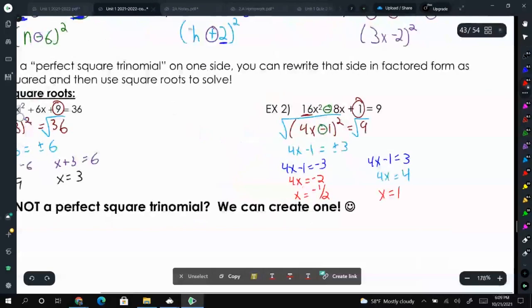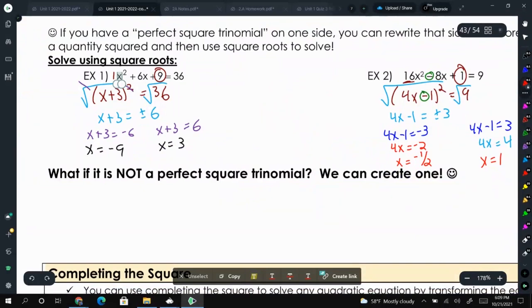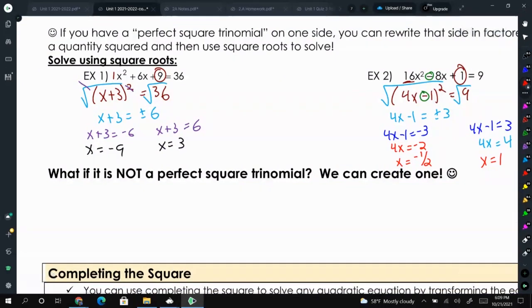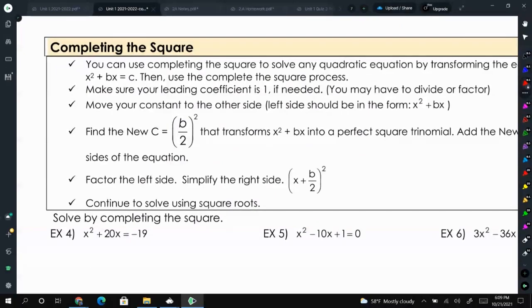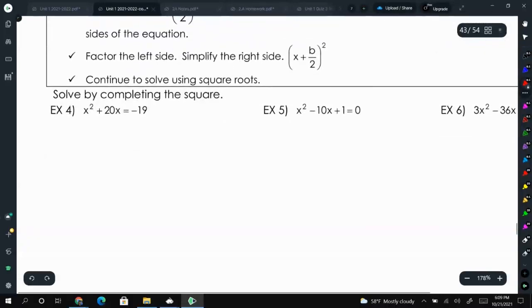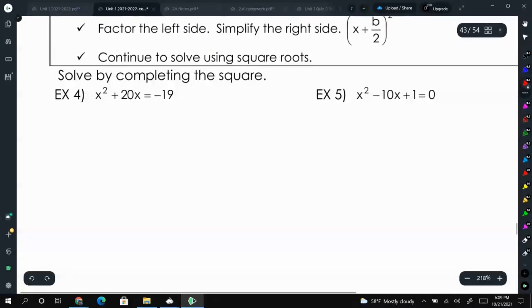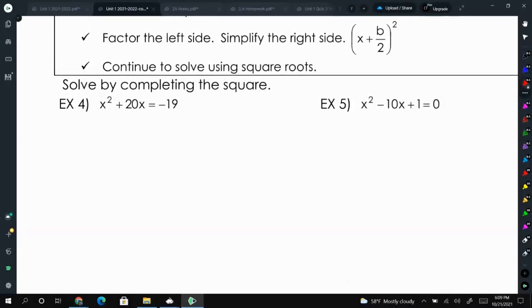So now, what happens if we can't factor using that perfect square trinomial shortcut? What we can do is we can create one, and that process is called completing the square. And I'm going to go through these steps as I'm doing these problems. So example number 4 down here, we have 1x squared plus 20x equals negative 19. We want to make sure that the a and b term are on the left side, or one side of the equation, and your c term is on the other side.